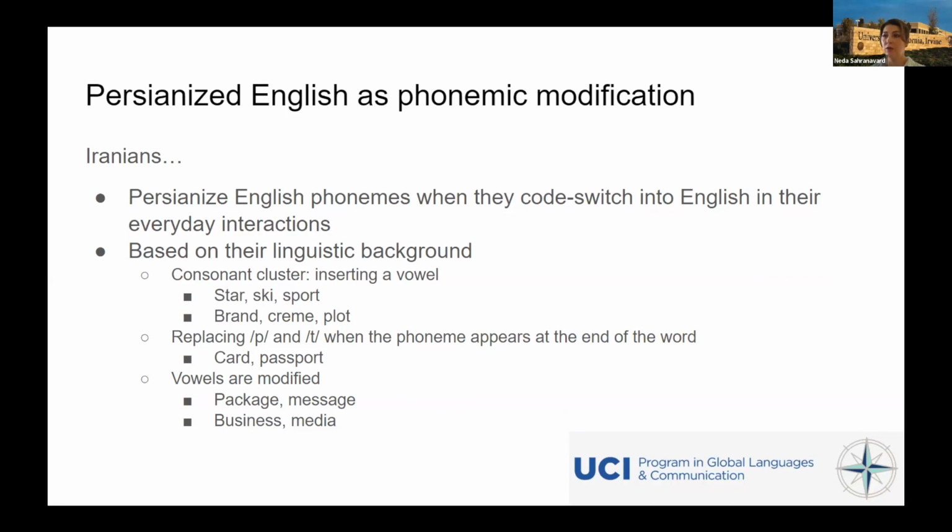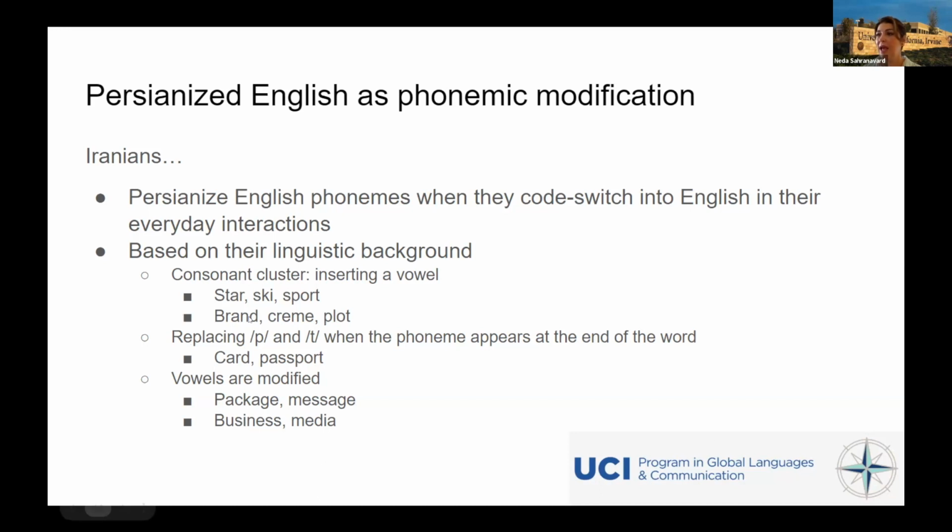The first pattern that I found was Persianized English as phonemic modification. As I showed you in the picture earlier, with the word snap, they not only changed the spelling, but also based on the Iranian background, they add a vowel at the beginning. So they added a vowel at the beginning of consonant clusters, for example, star becomes estar, or ski becomes eski in the Iranian context.